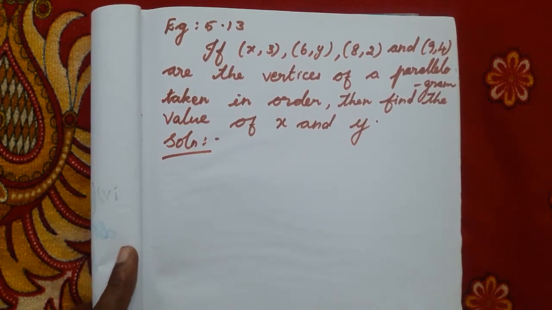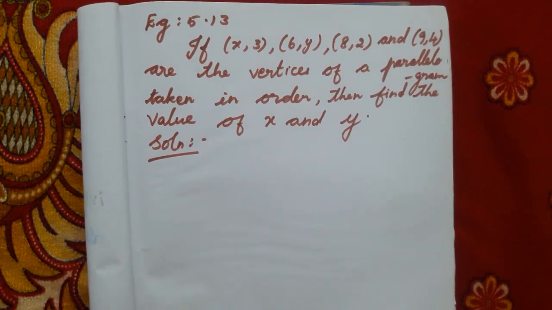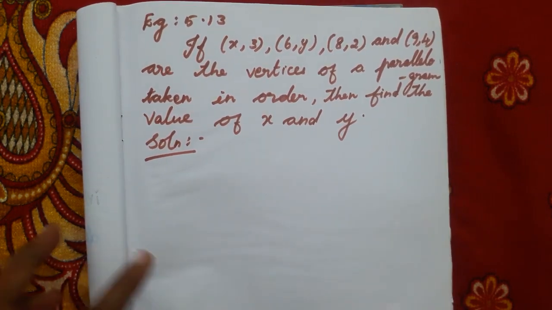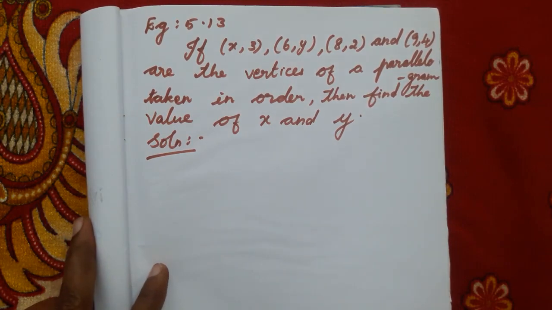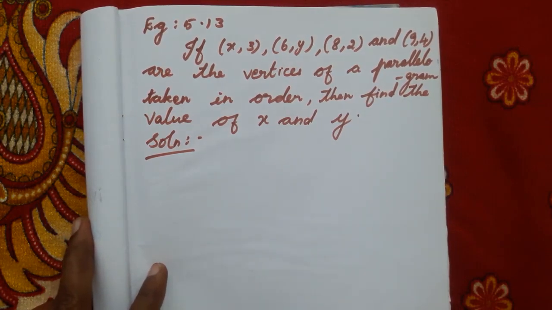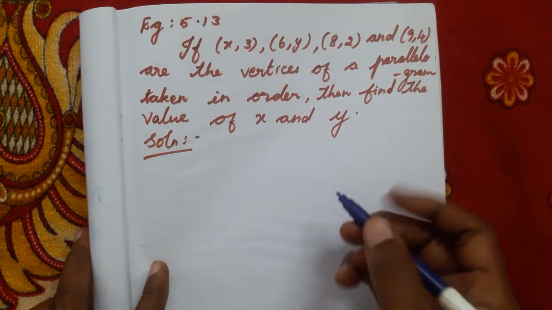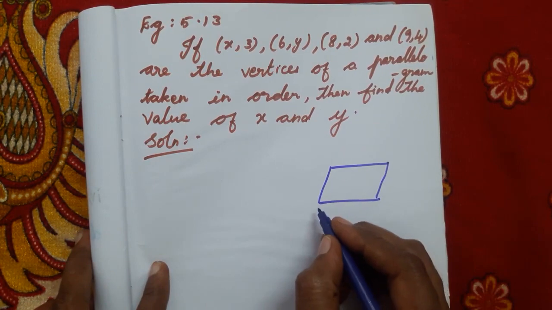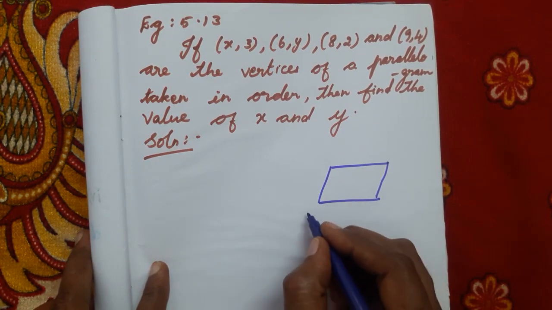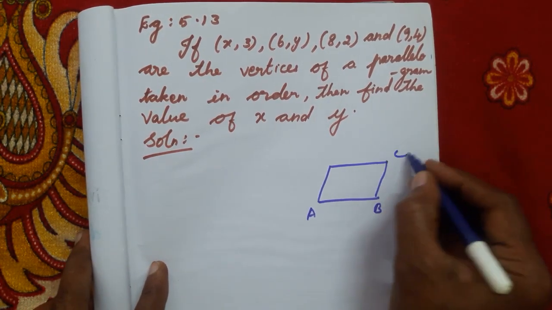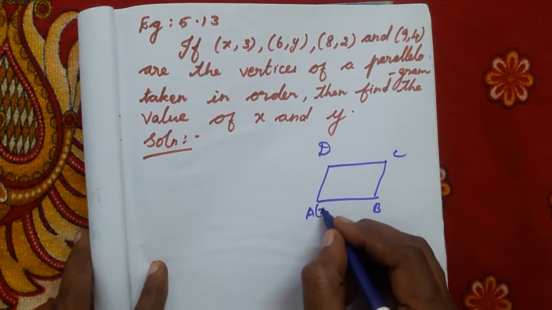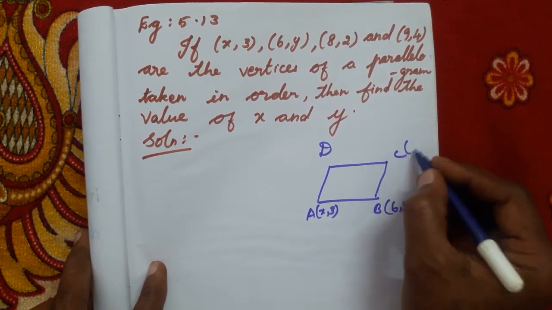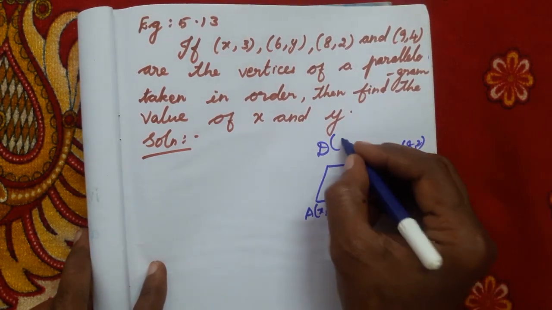Next, now I am going to explain example 5.13. If (x, 3), (6, y), (8, 2) and (9, 4) are the vertices of a parallelogram taken in order, then find the value of x and y. Please listen here. Parallelogram ABCD: A (x, 3), B (6, y), C (8, 2), D (9, 4).